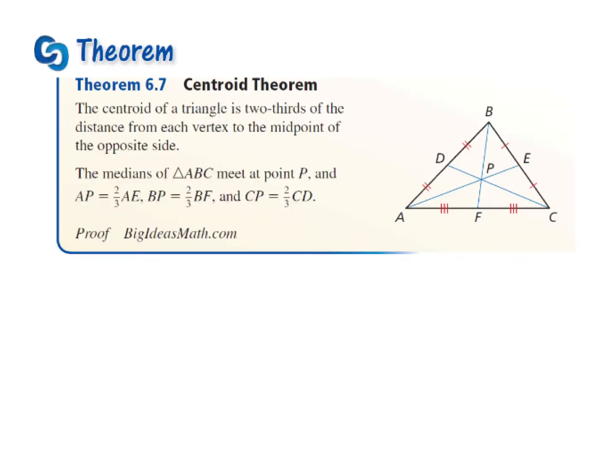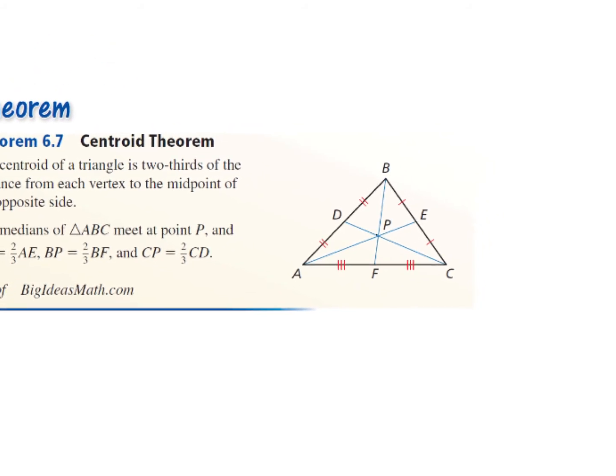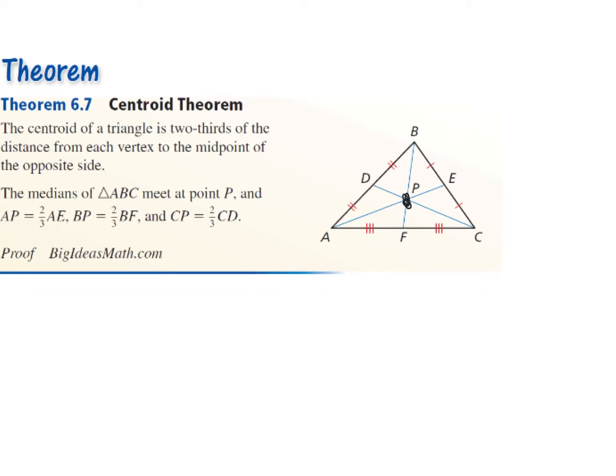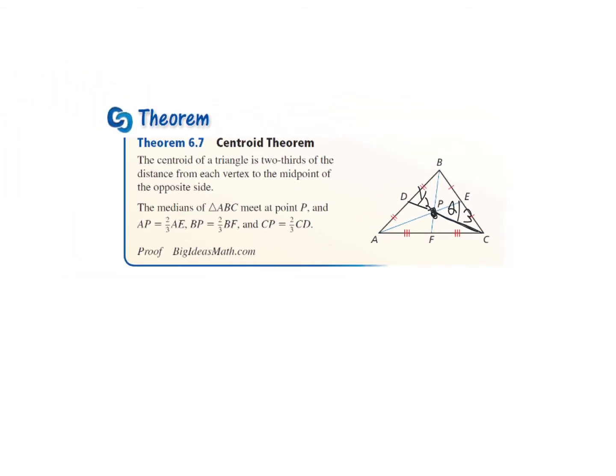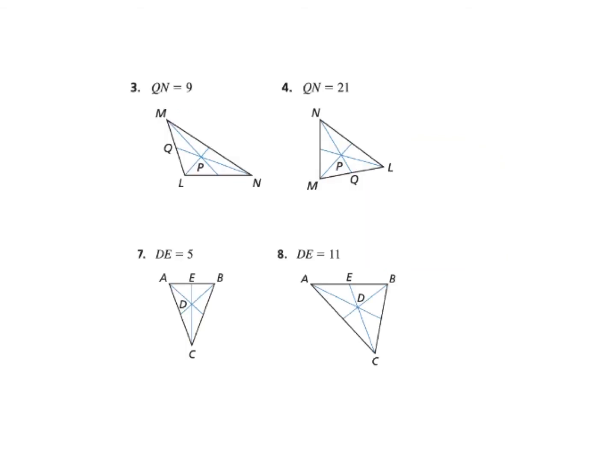Okay, so the centroid theorem says that the centroid, so if we look at this picture, point P here in the middle, is 2/3 of the way across the triangle, essentially. So this longer part here is 2/3, and this shorter part here is 1/3. So we're going to be dealing with some fractions here in just a little bit, but that's okay because we can handle that.